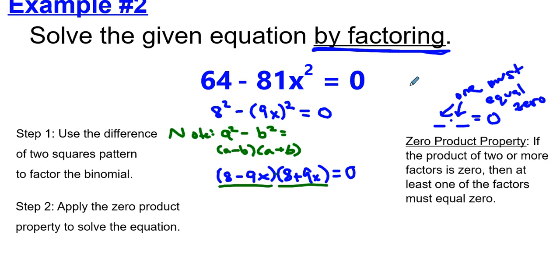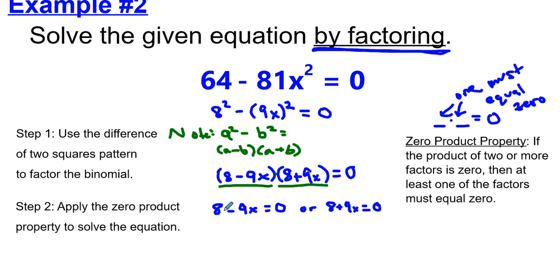All right, now that that's out of the way, we can apply that zero product property. So one of these two factors must equal 0. Either 8 minus 9x must equal 0, or 8 plus 9x must equal 0. So one of the two factors must equal 0 in order for the product to equal 0. All right, so we need to solve these equations.